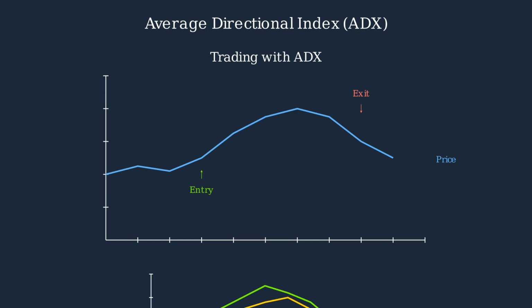When trading with ADX, it's best to confirm trend strength before entering a position. Look for directional indicator crossovers when ADX is above 25, indicating a strong trend. Consider exiting positions when ADX falls below 20, as this suggests the trend is weakening and may reverse.